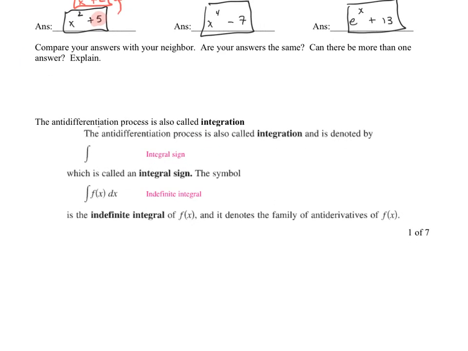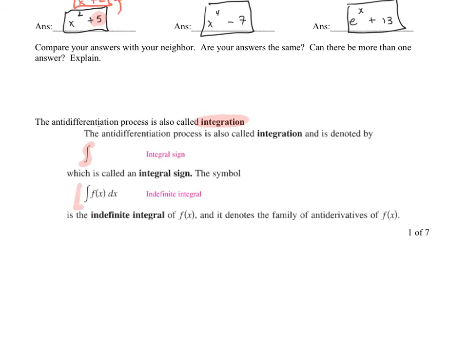So it says the antidifferentiation process is also called integration. That's what I'm going to be calling it most likely from here on out, is integration. It is denoted by, well, here's the symbol right here. It looks kind of like an elongated S. That's called your integral sign. So just like we've seen d dx for derivative, or f prime of x, when you see this long-looking S symbol, that is an integral sign, and it means find the antiderivative.